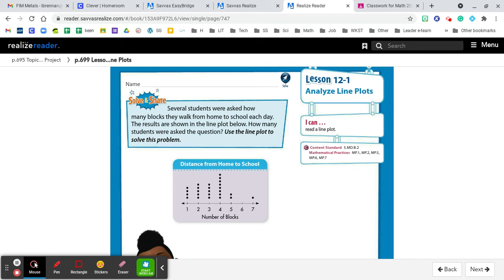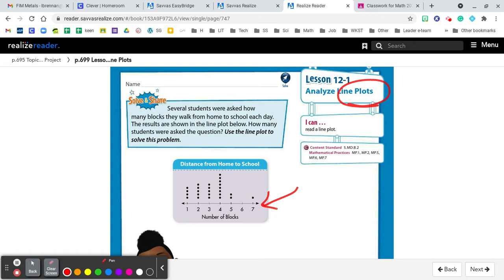All right, now we're going to work on lesson 12-1, analyzing line plots. And remember, when you see that word line plot, you're going to see a line. So there's going to be some kind of a number line shown with a bunch of little dots at the top above it. Those are the plots or the items.